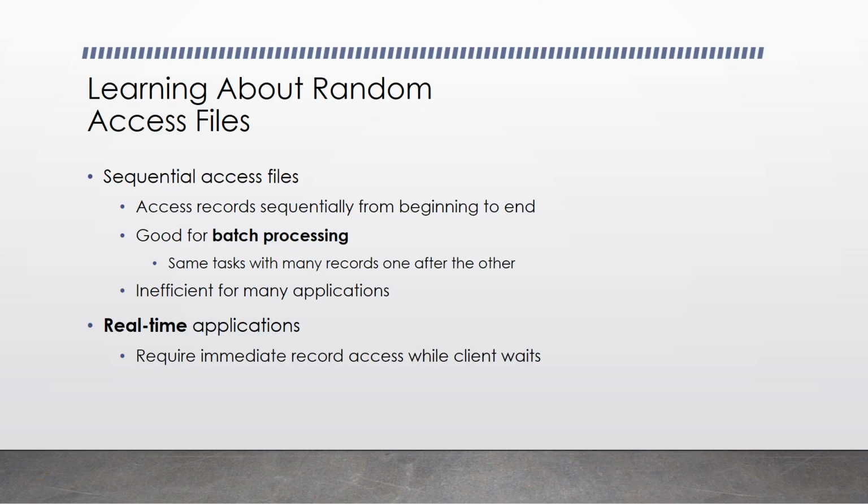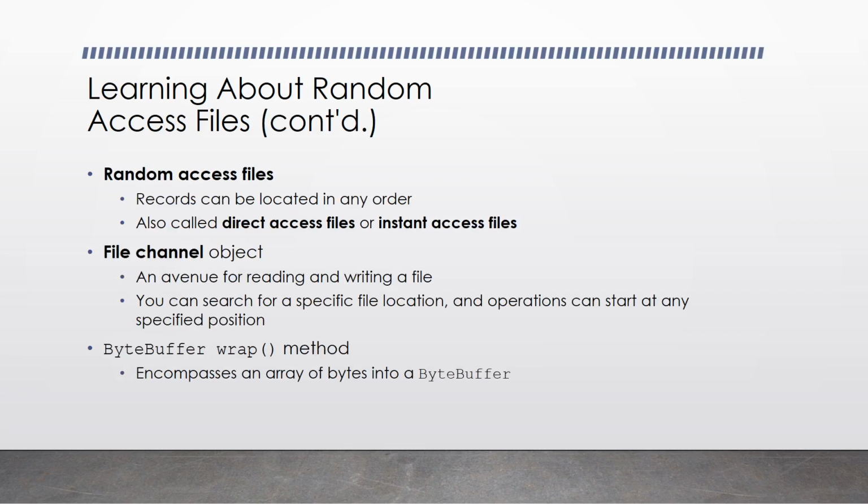Now, for example, if a customer telephones a department store with a question about a monthly bill, the customer service representative does not want to access every customer account in sequence. Instead, the customer service representatives require random access files, in which records can be retrieved directly in any order. Random access files are also called direct access files or instant access files.